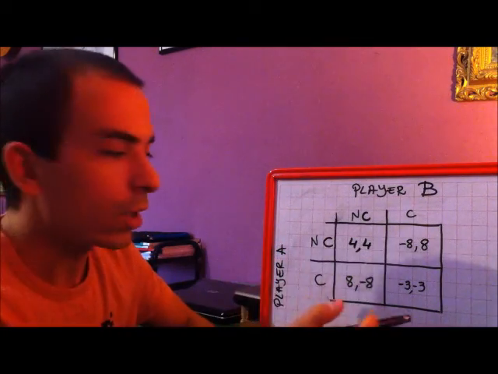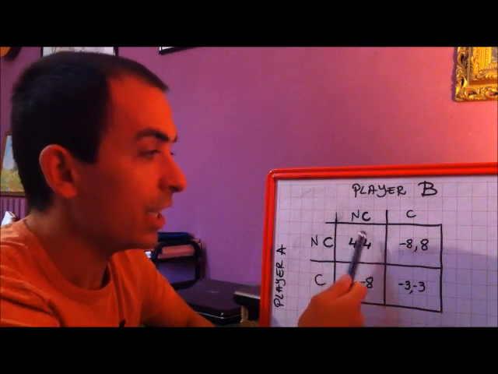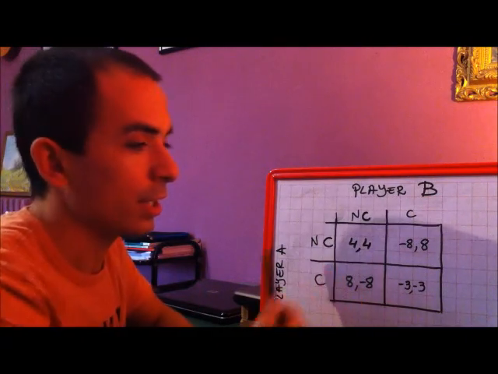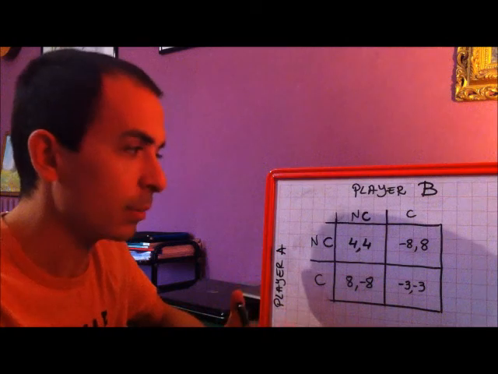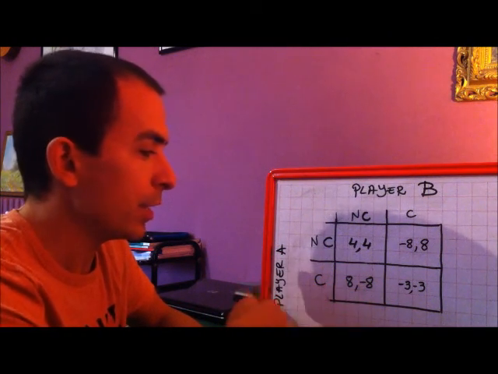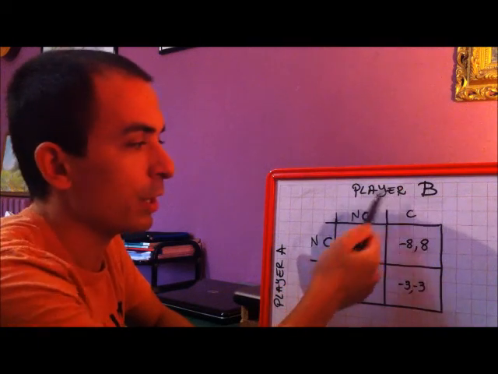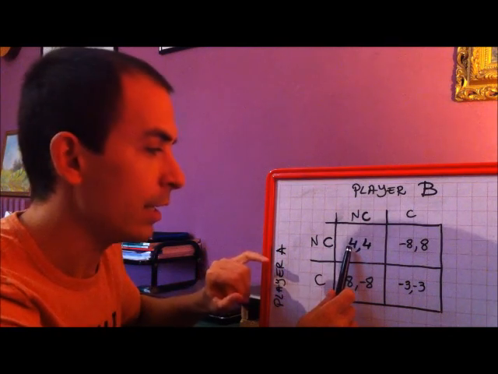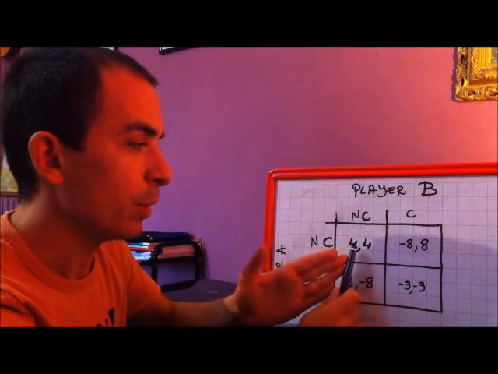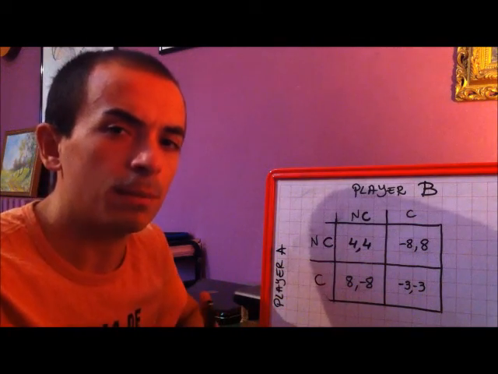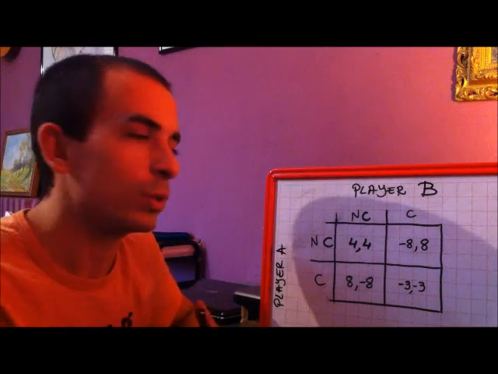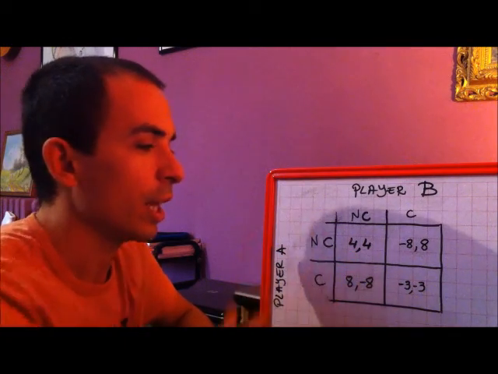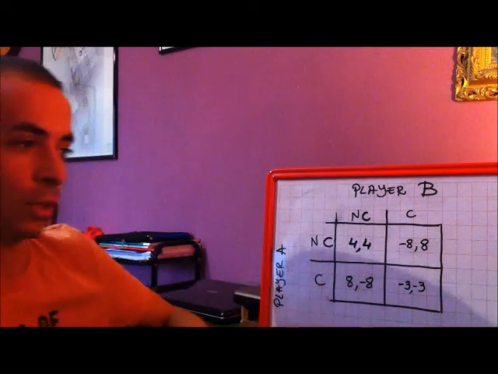By convention, we are going to assume that the first number in each cell refers to the payoff of player A, whereas the second number refers to the payoff of player B. So for example, if player A chooses not to cooperate along with player B not to cooperate, this 4 stands for the payoff of player A, and in this case both players have the same payoff, and we are going to assume that they robbed the bank and are going to split the money in half, so they have robbed 8 million pounds or dollars or whatever.